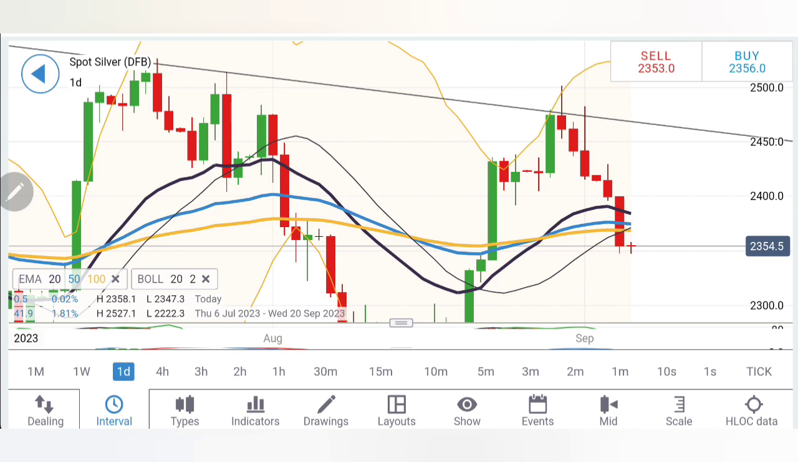Sell at 40, buy at 60. 2340 and 2360 levels. On the downside, be careful for 2320, and on the upside, be careful of $24 levels. Take your positions accordingly. Have a great profitable trading day.